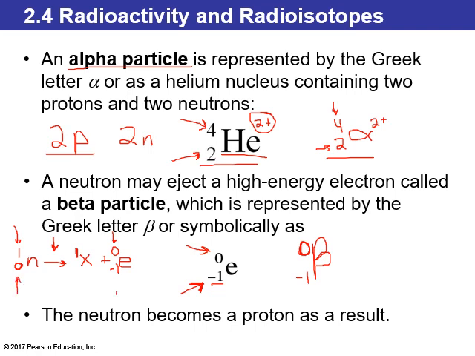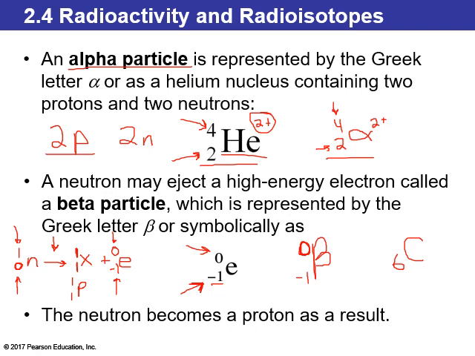I have 0 here. I have -1 here, so I have to give a +1 here to make my atomic numbers balance out. So what is something with an atomic number of 1 and a mass number of 1? Why, that thing is a proton. So when a neutron gives off an electron or a beta particle, it's a high energy electron, then it becomes a proton. So if a material has too many neutrons, let's take a look at that carbon-13.